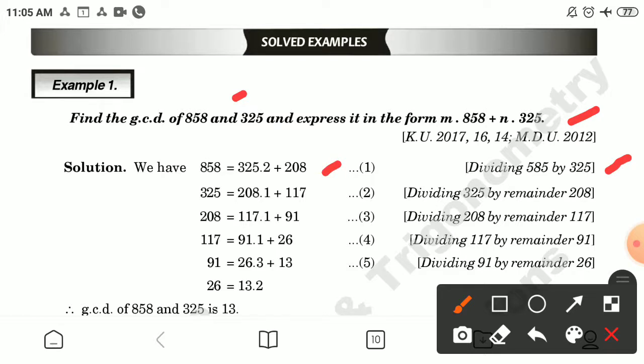Now dividing 325 by 208, that is 325 is equal to 208 into 1 plus 117, marking this as number 2. Now 208 is divided by 117, the remainder becomes 91, marking this as 3. Now 117 is divided by 91, remainder is 26, and now 91 is divided by 26, remainder is 13, and 13 divides 26, remainder is 0.